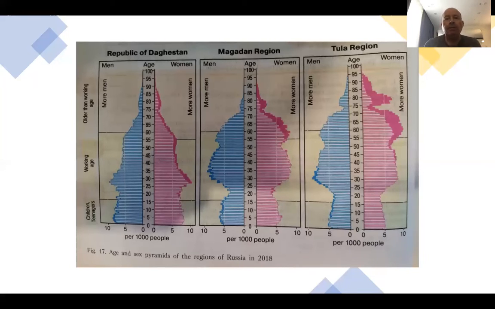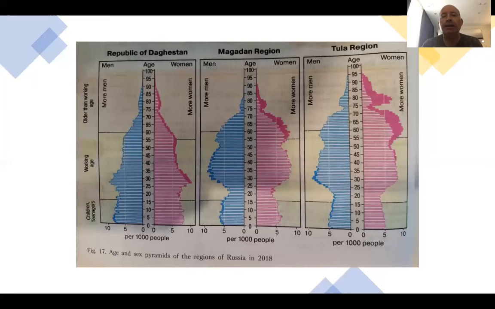The population pyramid which is next closest to the average population pyramid for Russia is clearly the Magadan region. But the Magadan region shows one interesting feature, which is a relatively small number of people of old age. If we look at the over 75s, for example, there are far fewer over 75s in the Magadan region than there are in the Tula region. Now, Magadan is an area which has become more industrialized in recent years. It's an area focused on mining.